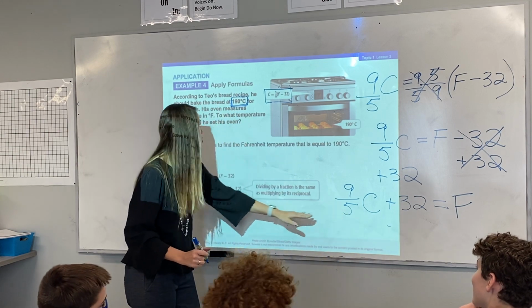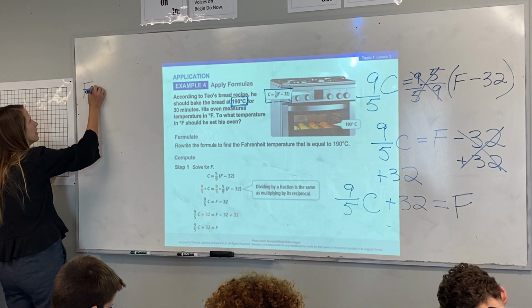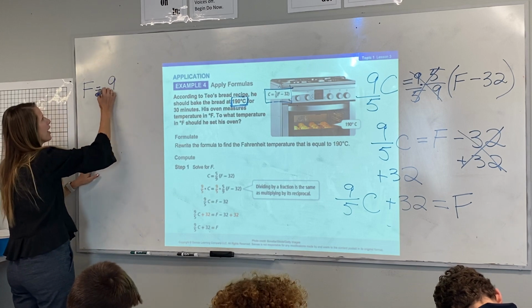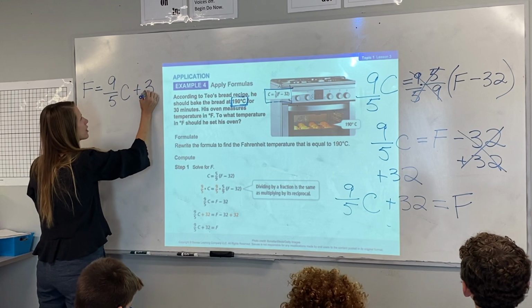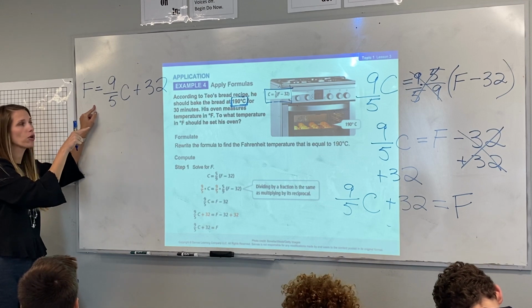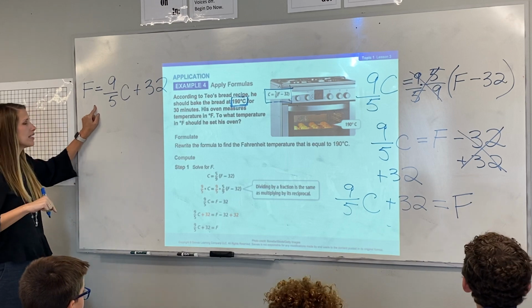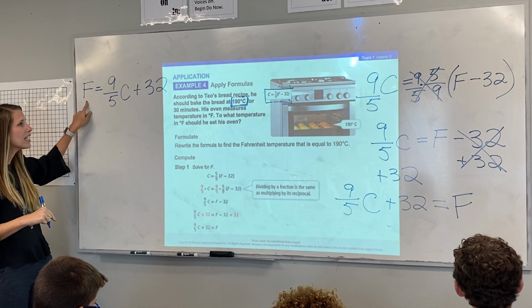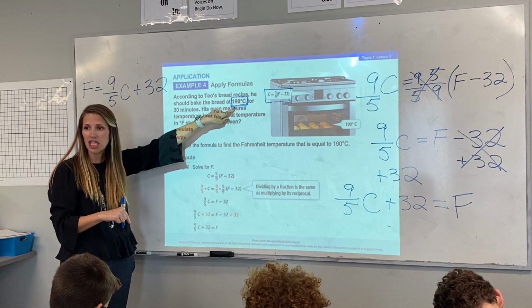Okay, so I'm going to rewrite this over here and then we're going to start solving. I'm going to put my Fahrenheit on this side now, it doesn't really matter. Commutative property of equality. So F equals 9 over 5 times Celsius plus 32. This formula is now working for me. Now that we have our formula solved for Fahrenheit, we can take the 190 degrees Celsius and plug it in, right?